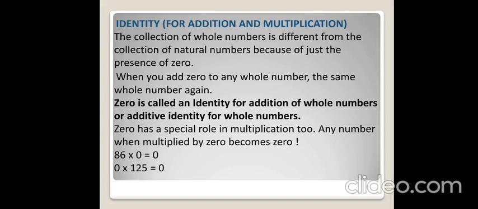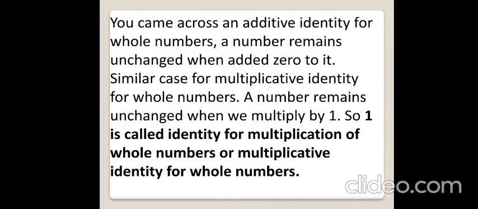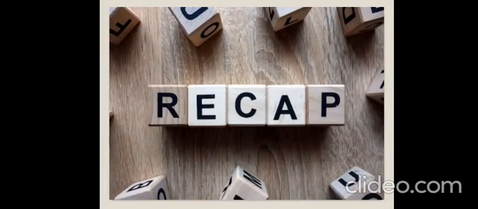Also, for multiplication, we use 1 because when you multiply any number by 1, we get the same number. Example, 25 into 1 is 25. So 1 is called identity for multiplication. 0 is the identity for addition and 1 is the identity for multiplication. This is the identity property. So in today's class, we have discussed different properties of whole numbers. I hope you all understood.